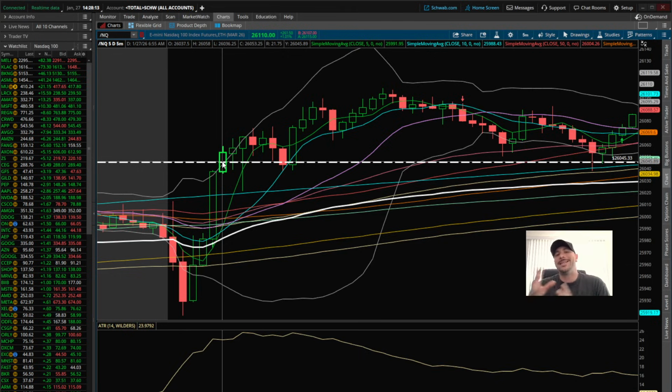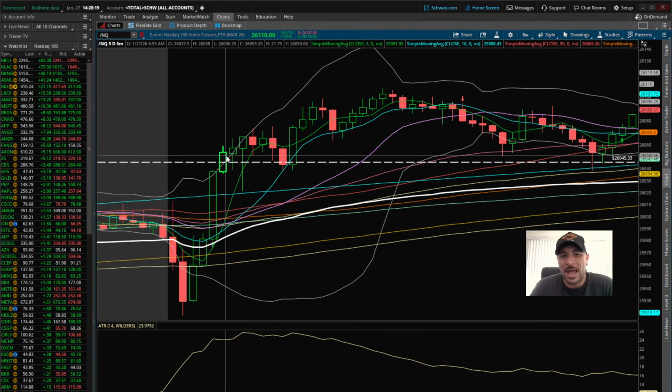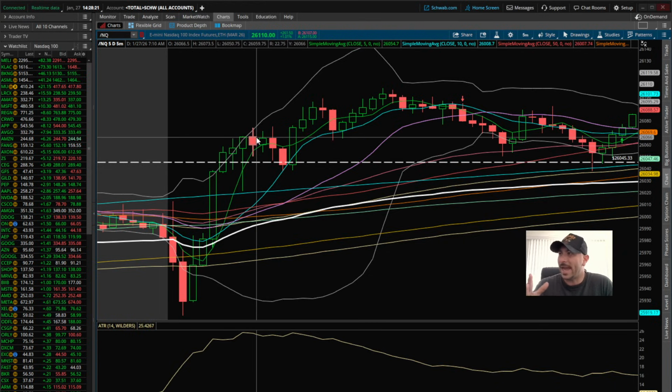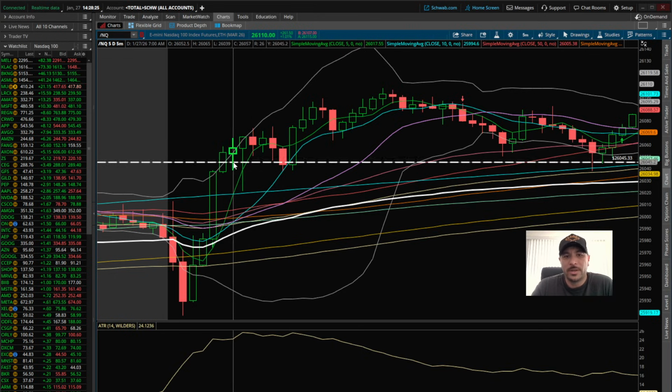Now, what's the next kind of way to play it, right? The next kind of way to play it is allow for a break, right? Allow for this break and allow a few candles to go by. Allow for a retest. Boom.